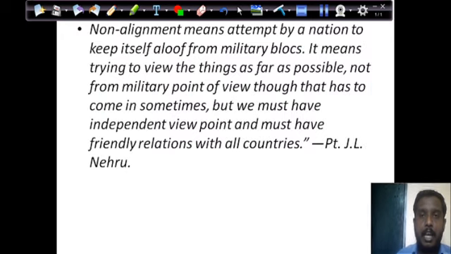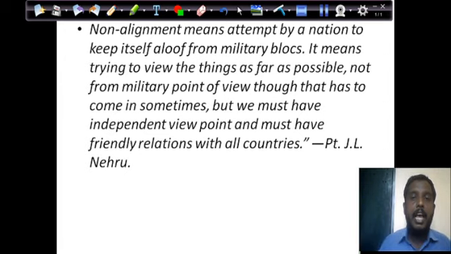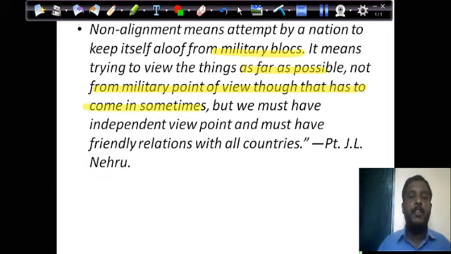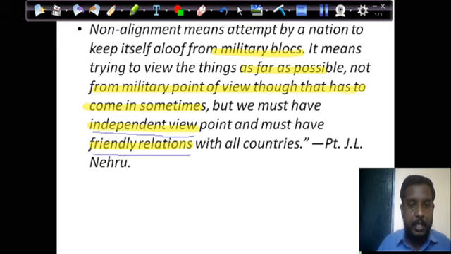Non-alignment means an attempt by a nation to keep itself aloof from military blocs. See, military blocs is nothing but USA and USSR. It means trying to view things as far as possible, not from a military point of view, though that has to come in sometimes. But we must have an independent viewpoint, must have friendly relations. See these two points: the independent viewpoint as well as friendly relations.